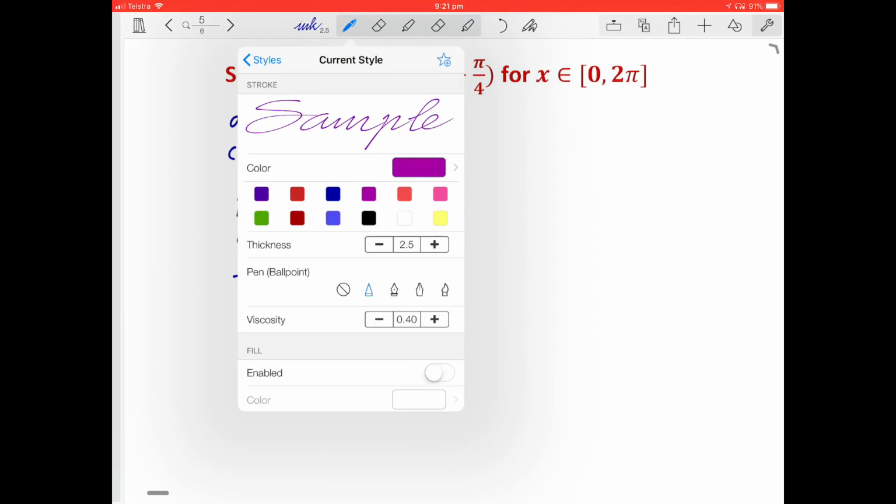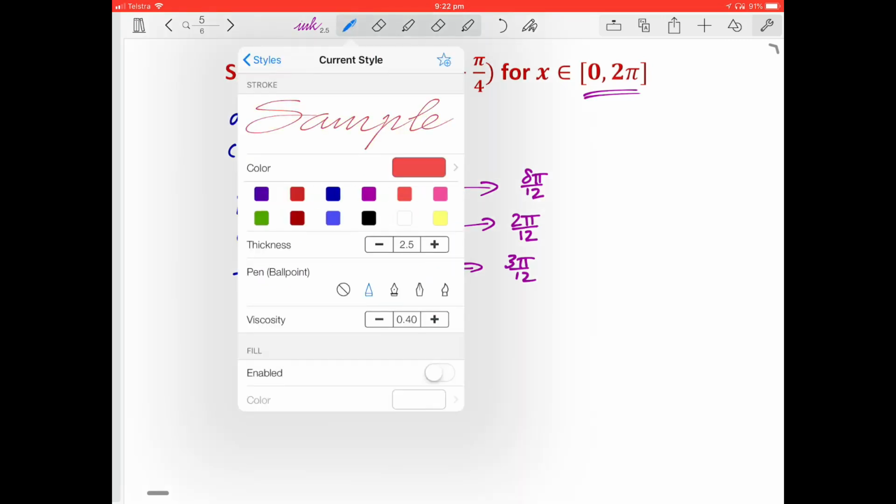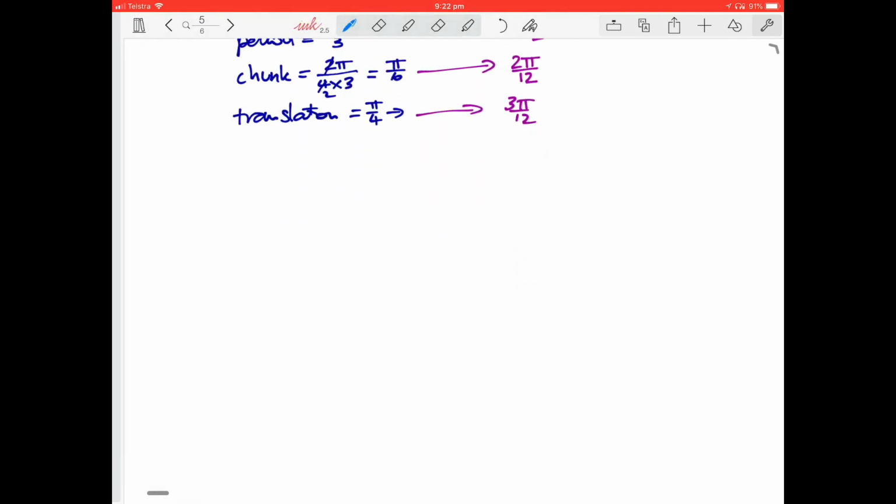Okay, so let's change them all into our magical chunks, with the same denominator. I've got a 3, a 6 and a 4, so let's go with 12 again. So I'm going to get 8 pi on 12, 2 pi on 12, and 3 pi on 12. Okay, so we want to go from 0 to 2 pi. We know all of our information now. Because it's going to be on 12, let's try and make it pretty wide as well.